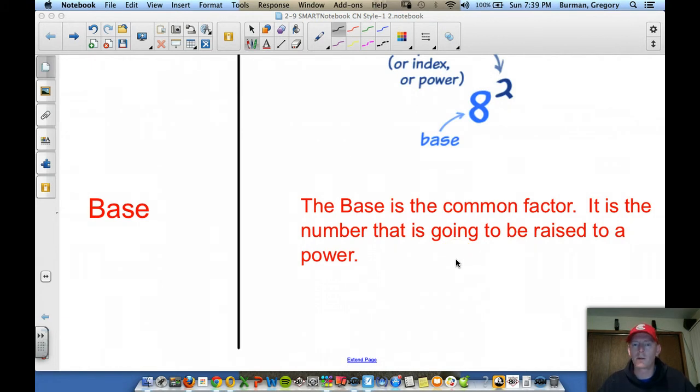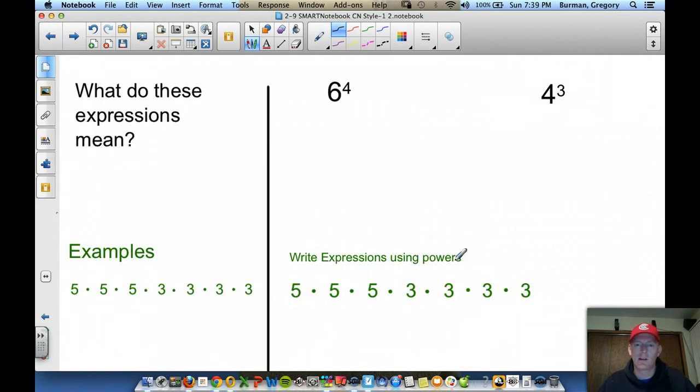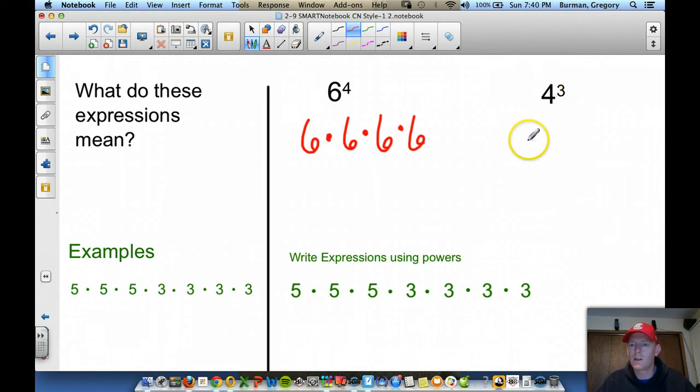So what does it really mean to have an exponent or a 6 to the fourth power? So we're going to talk about how we write these things as longer math problems. So 6 to the fourth power, as you guys remember from last year, just means I have 6 times 6 times 6 times 6. So there's 4 sixes, which means then 4 to the third power is 4 times 4 times 4.